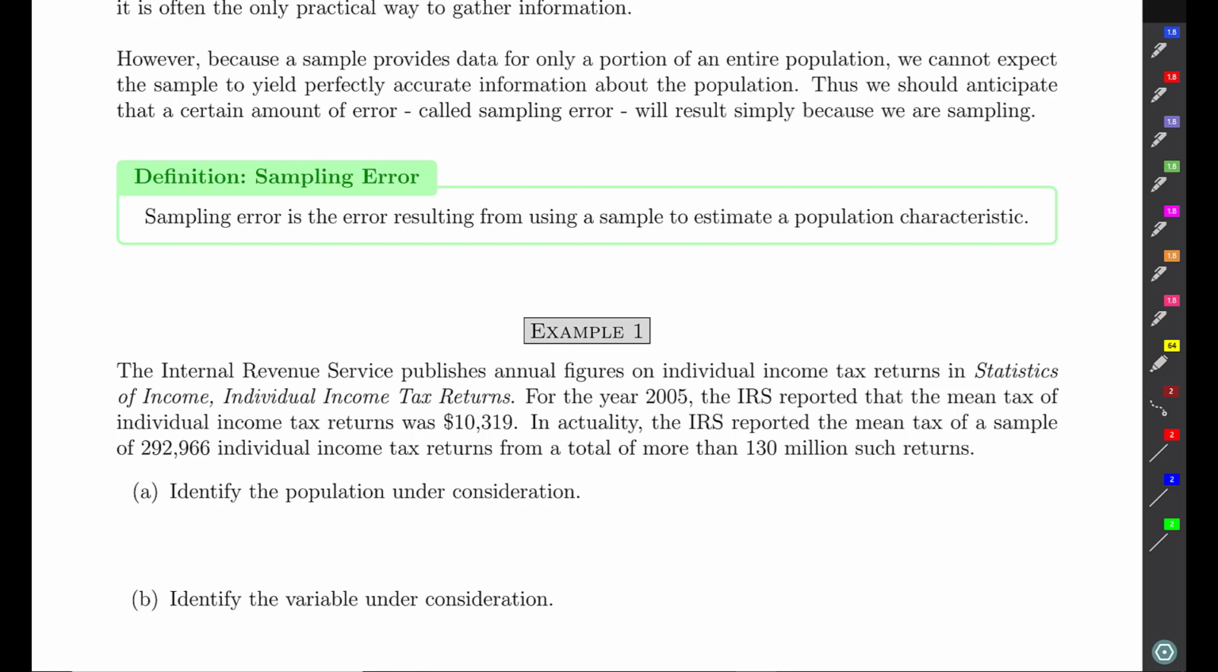So the mean tax that the IRS published was not based off the 130 million returns that they had received. It was based on a sample of those 130 million returns. They only looked at 292,966 possible income tax returns out of the millions that they actually had in their possession.